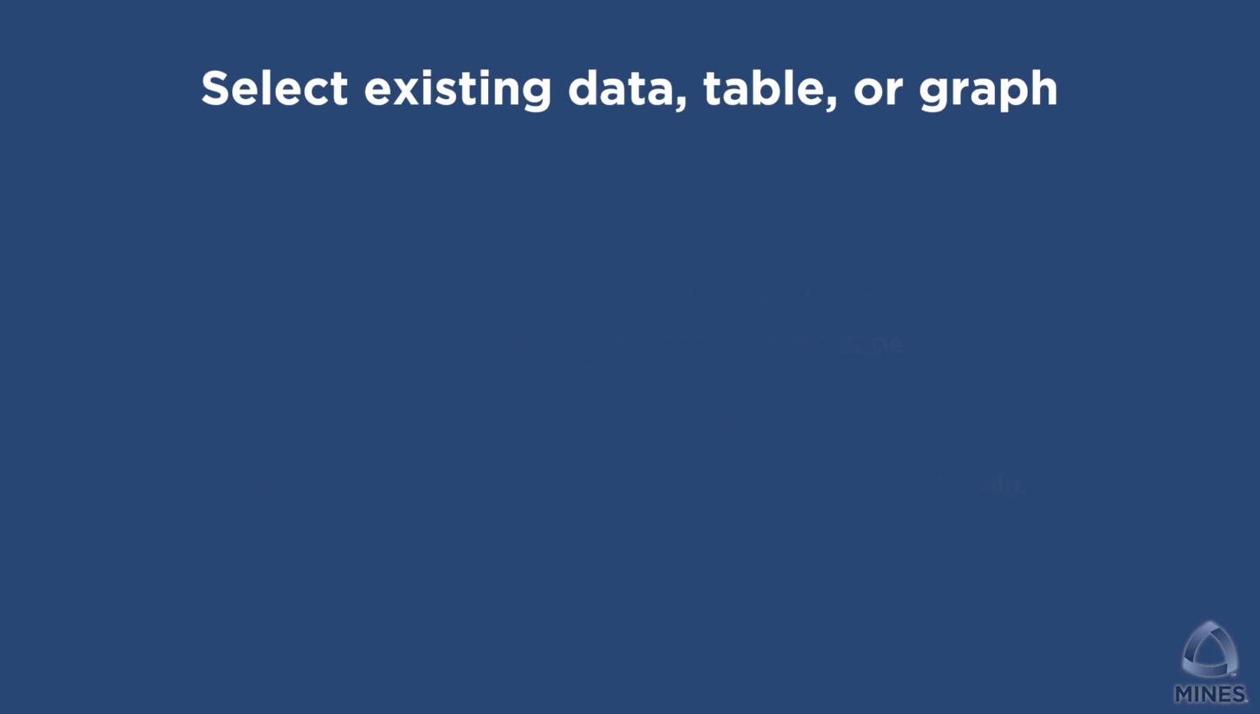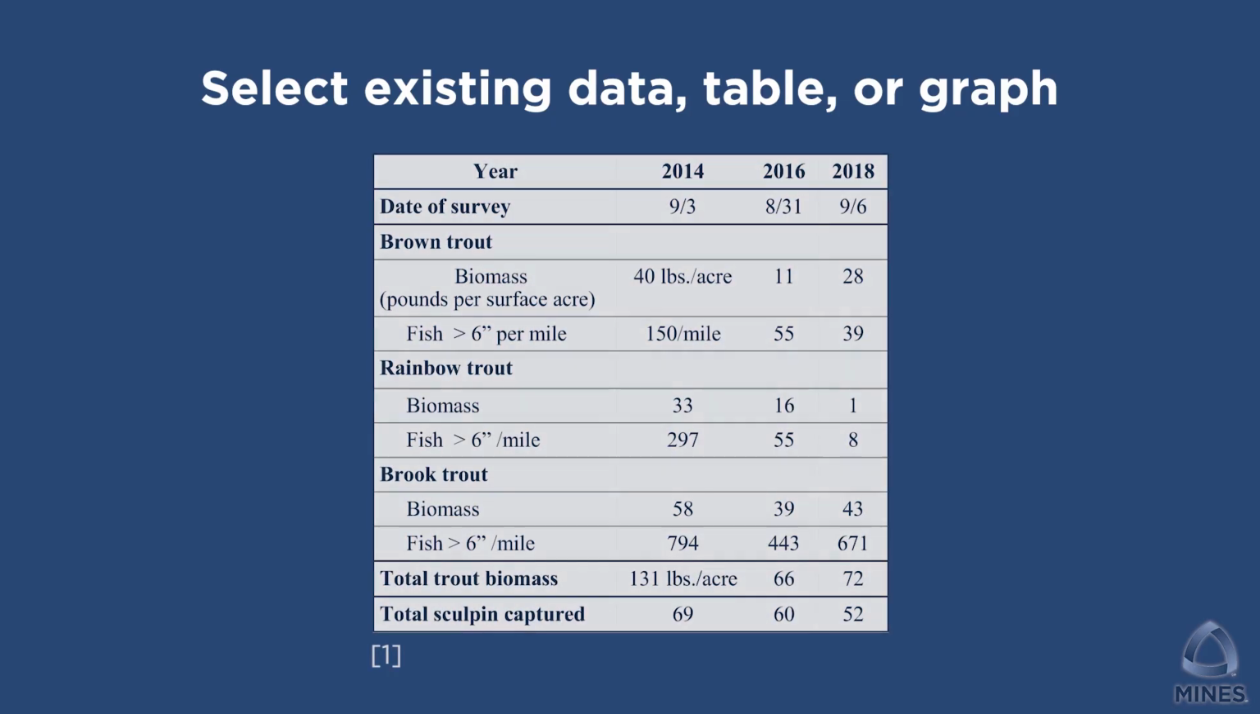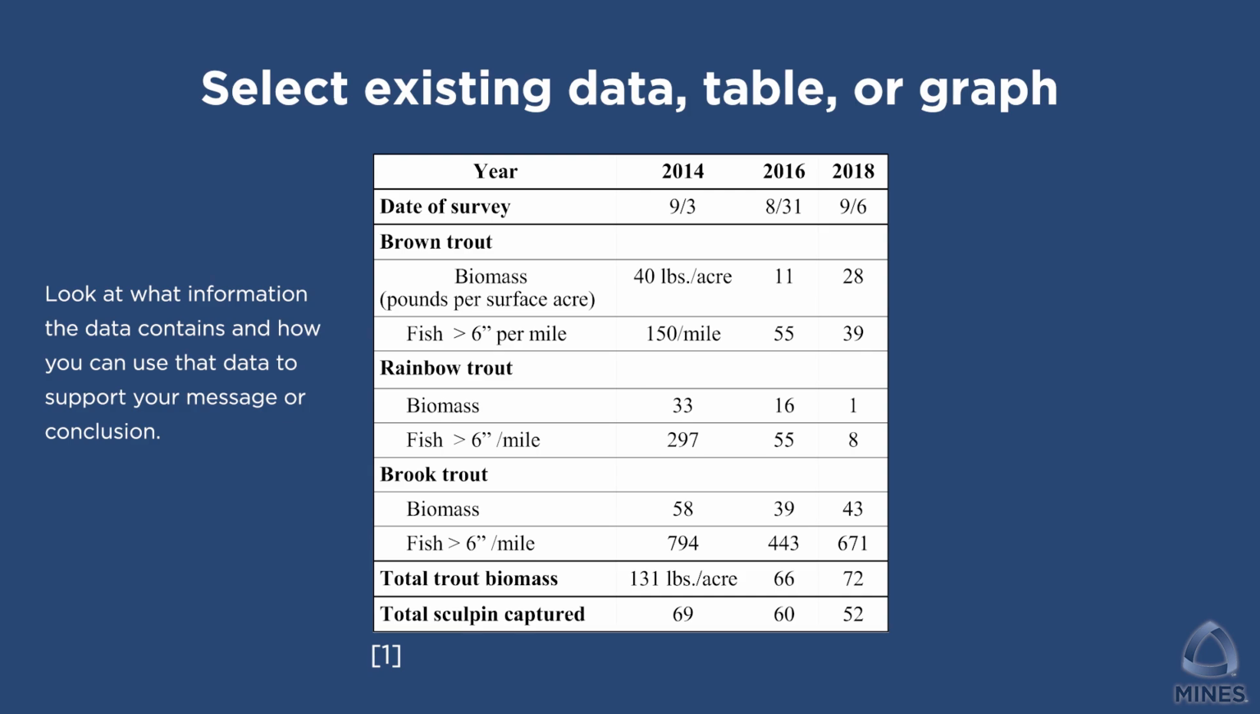Selecting data is easier if you already have interesting information available in table format. For this exercise, we will be using a table from a Colorado Parks and Wildlife survey of trout populations. Once you have decided on the data source, whether it be your own research or another reputable piece of scientific research, you must look at what information the data contains and how you can use that data to support your message or conclusion. Our example shows that there have been dramatic declines in the population of several species of trout in most of Colorado's major rivers.